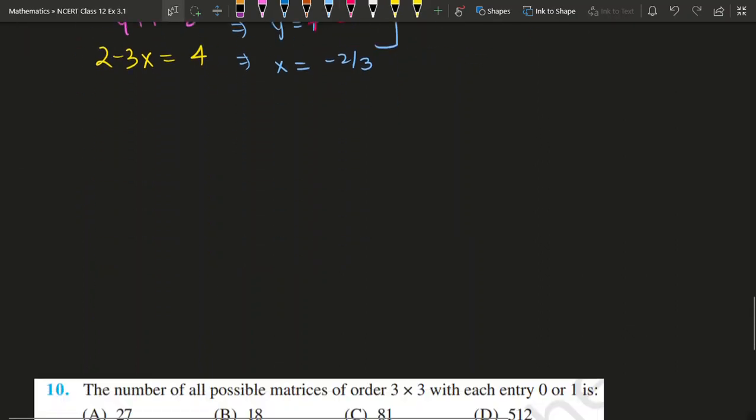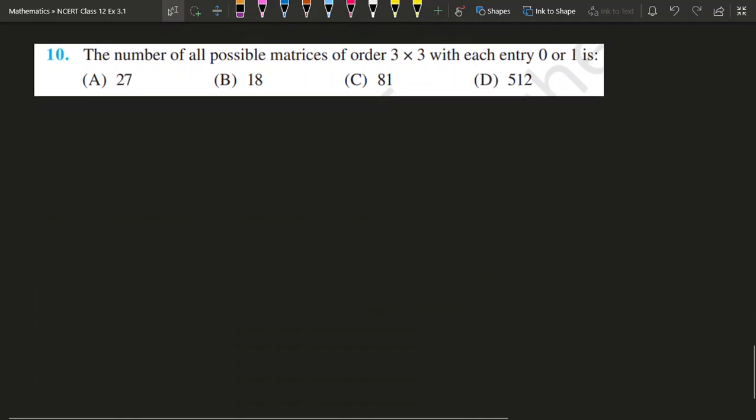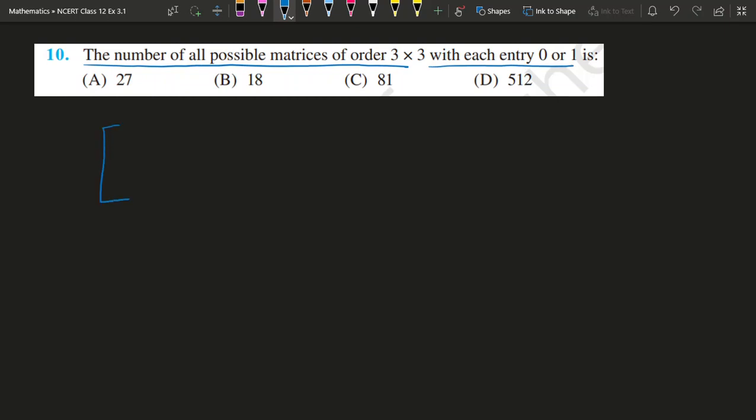Let's move on to the last problem in this exercise, and it's a really interesting one. So you have to find the number of all possible matrices of order 3 by 3 with entry 0 or 1. So it asks that there are 3 rows and 3 columns. So there are 9 entries in total. And in those 9 entries, you can either have zeros or ones. Either have 0 or 1 in either of them.